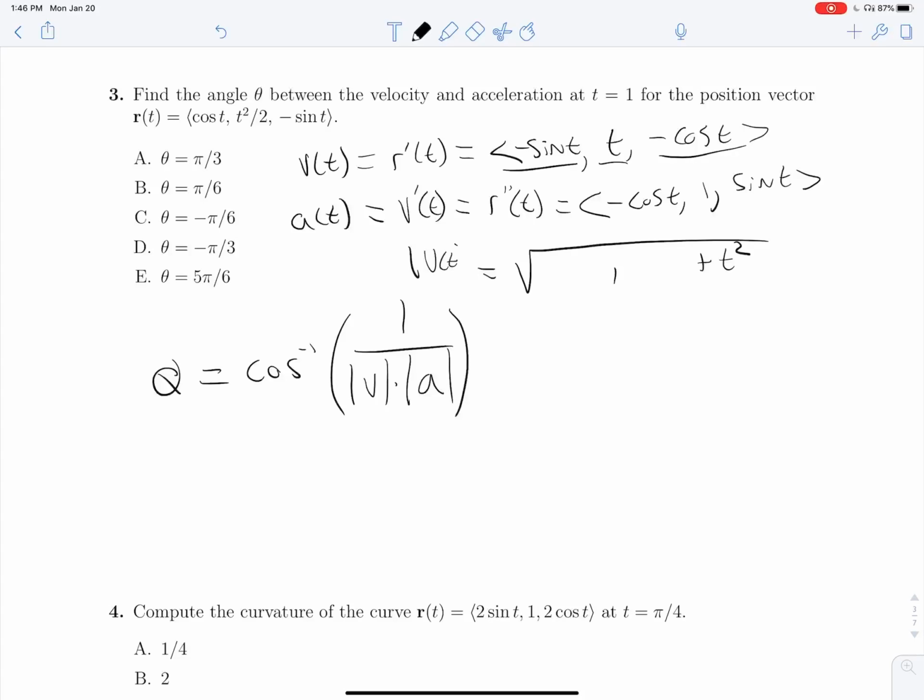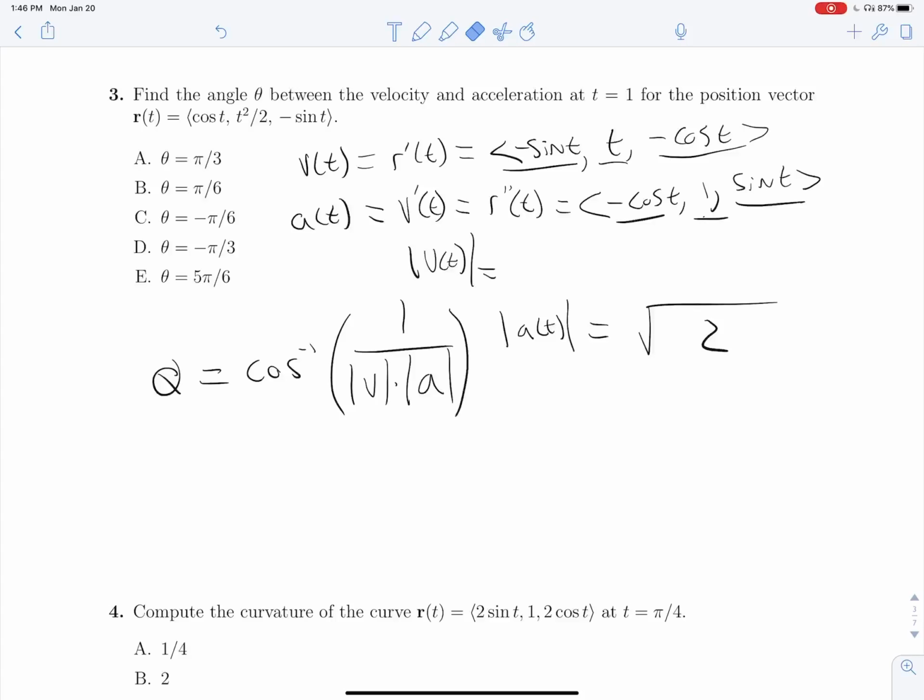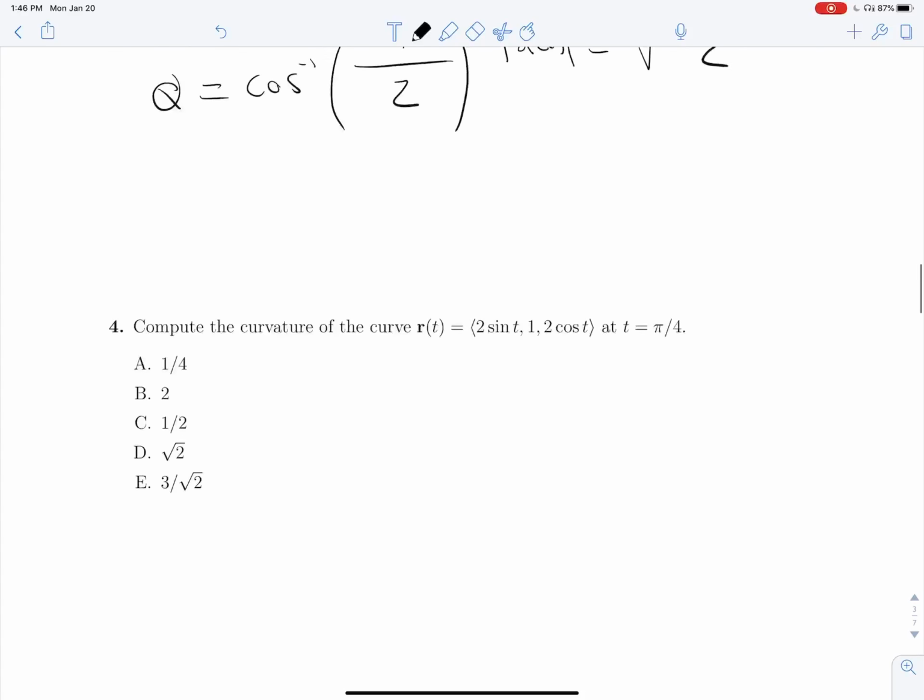This is for magnitude v of t. For magnitude A of t, we are going to end up with a cosine squared, a sine squared, that'll become 1, and a 1 squared. Sorry, it's not exactly the same thing, but they are really the same thing because this t squared is the equivalent of 1 squared. So this whole thing can simplify down to root 2. Now we have root 2 times root 2, and so our denominator is just 2. And the inverse cosine of 1/2 is pi over 3.